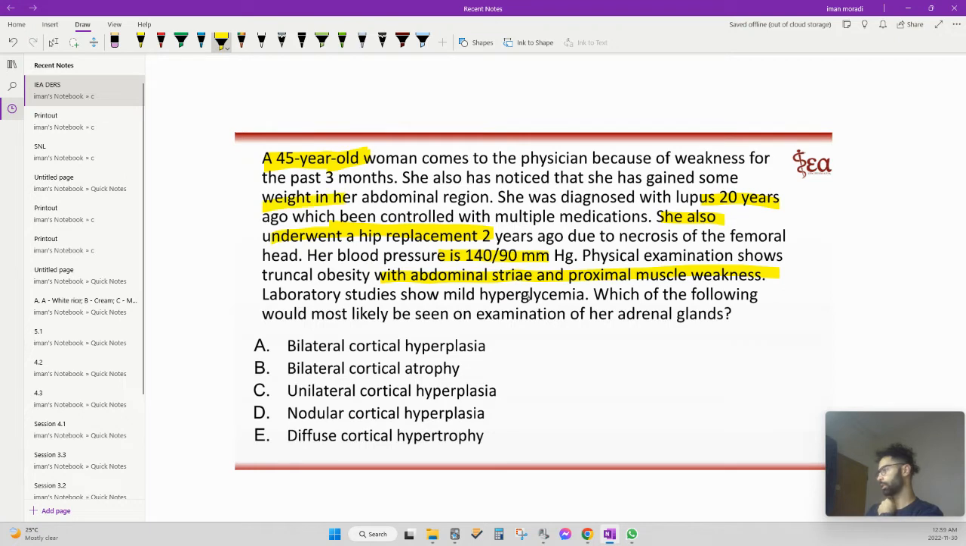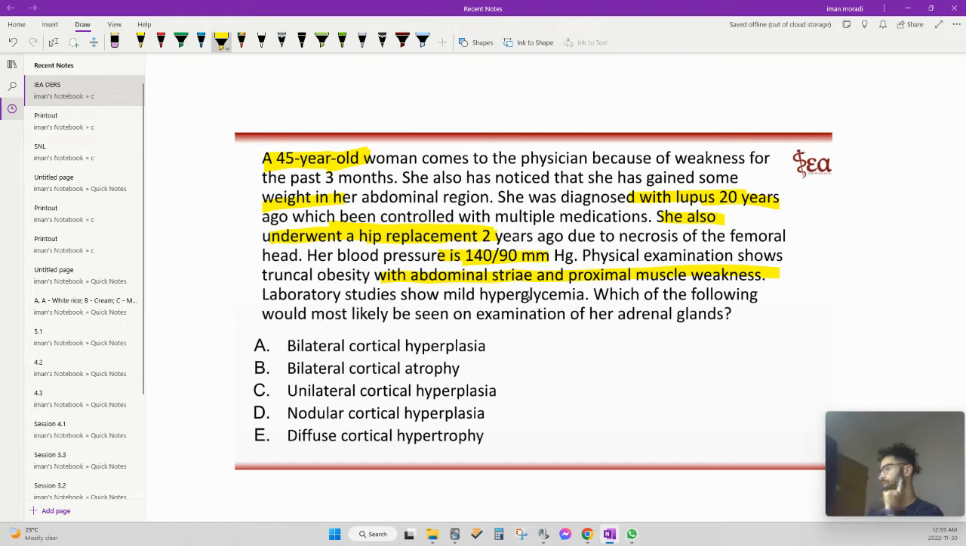A 45-year-old woman has gained some weight. She was diagnosed with lupus 20 years ago. She underwent replacement surgery 2 years ago due to necrosis of the femoral head. Blood pressure is 140, a little high.